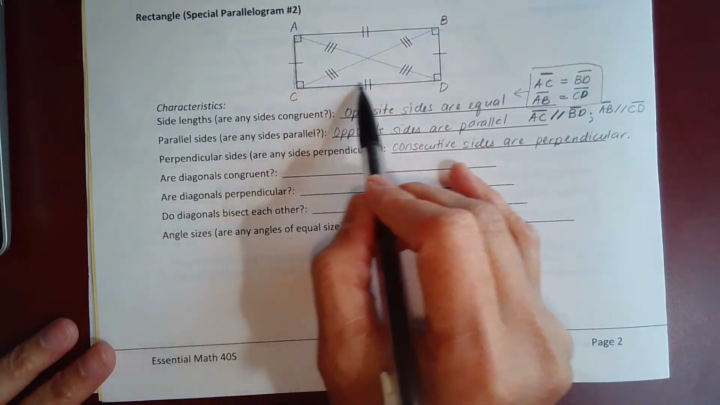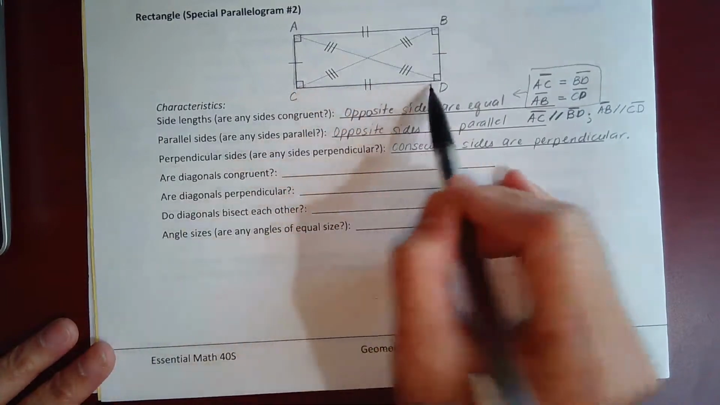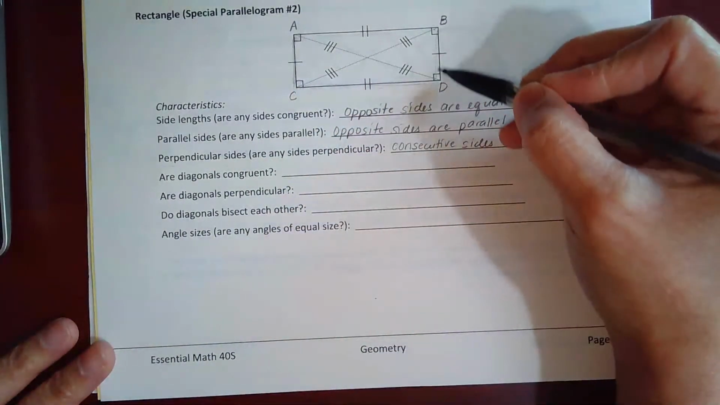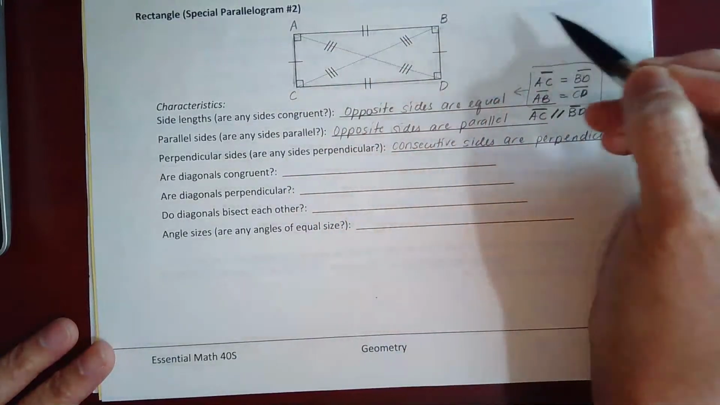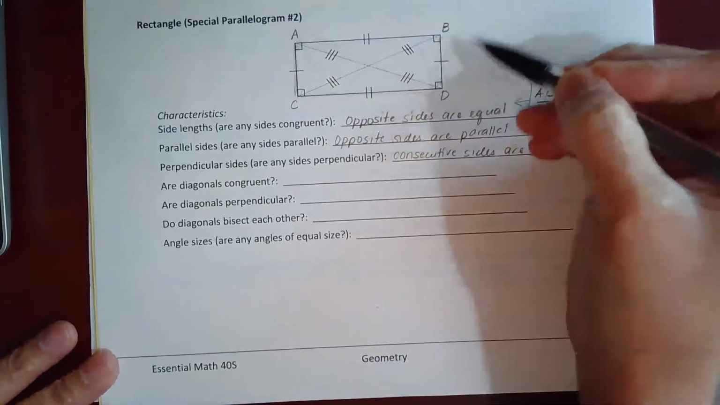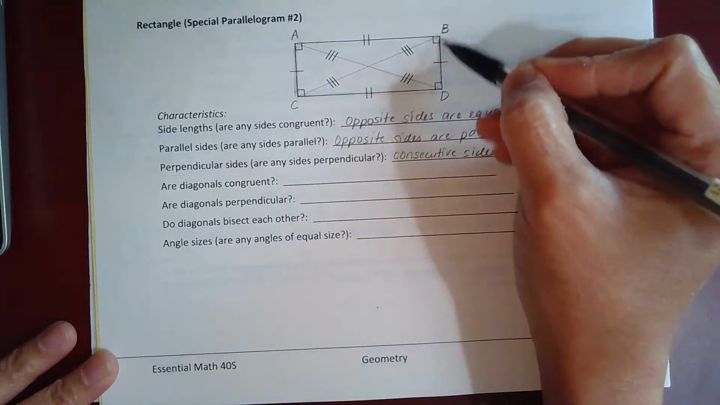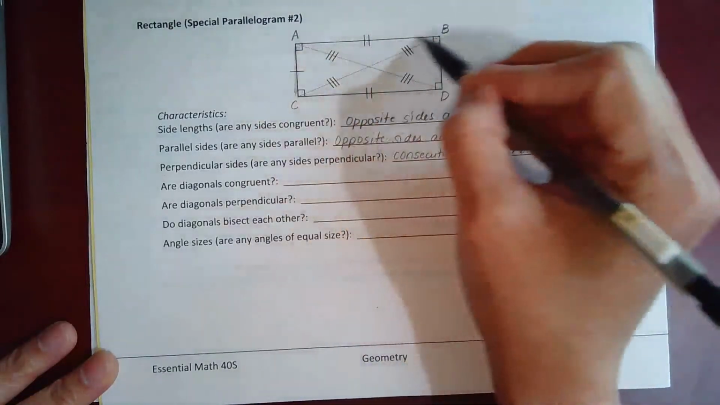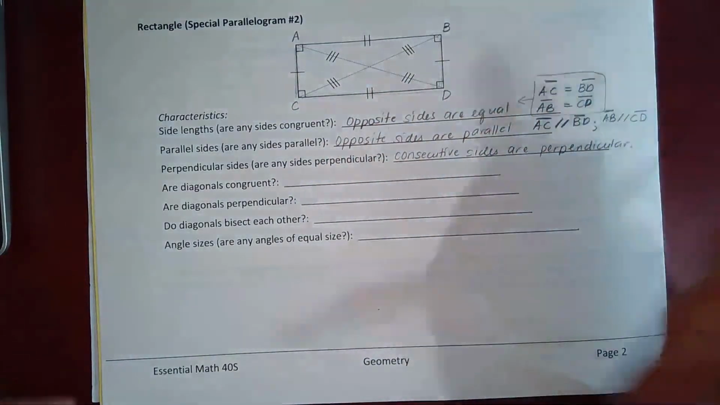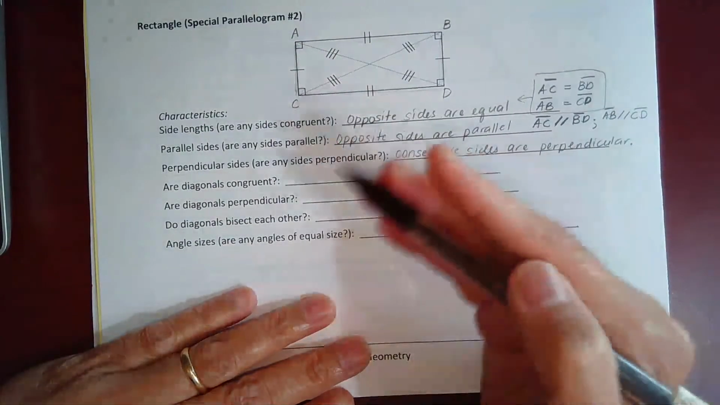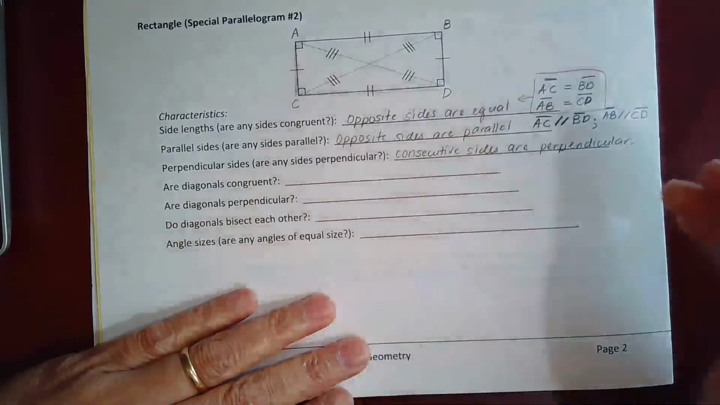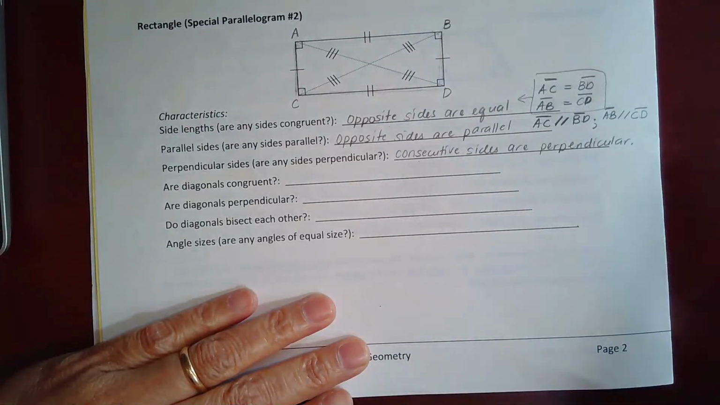What about CD? CD, the consecutive side, it'd be BD, right? Or AC as well. They are perpendicular to each other, and then so on. So BD is perpendicular to AB. So those ones are perpendicular, and then we say consecutive. That means one after the other, one after the other.